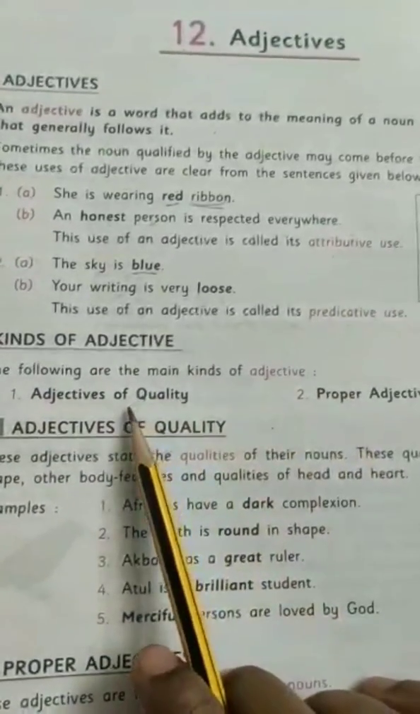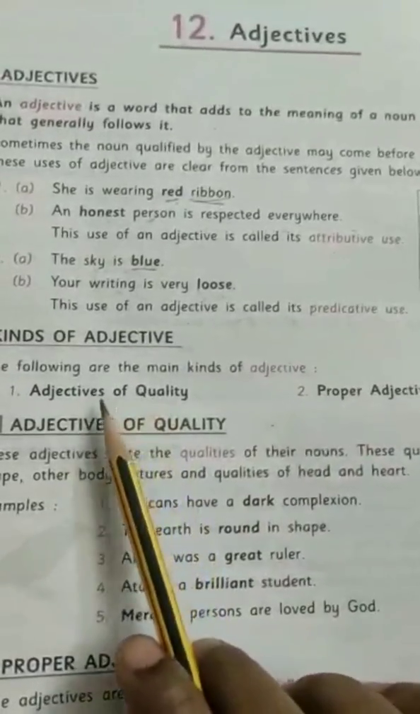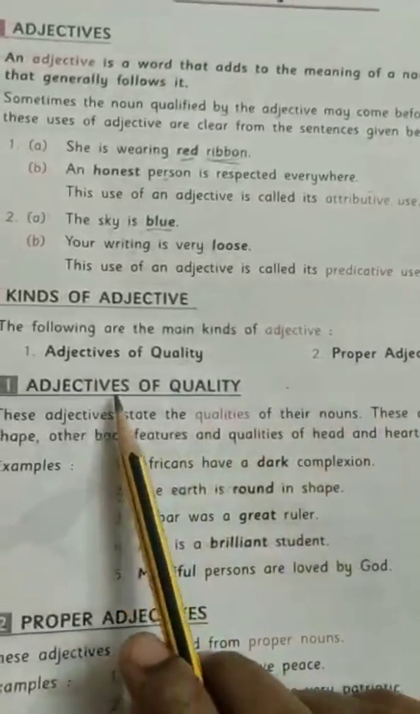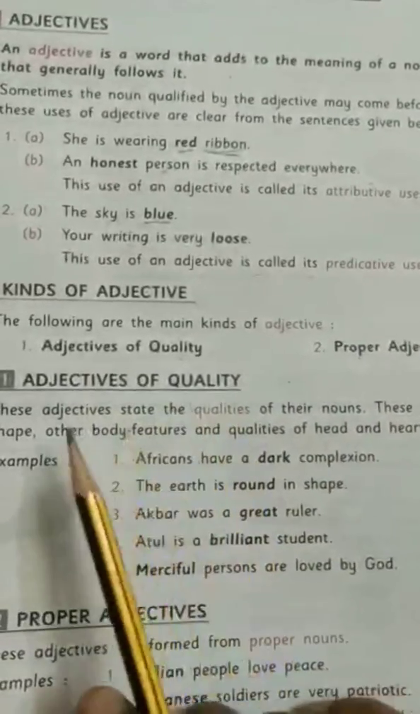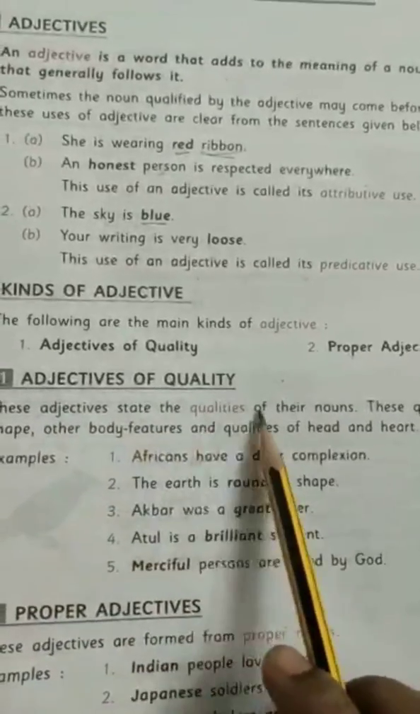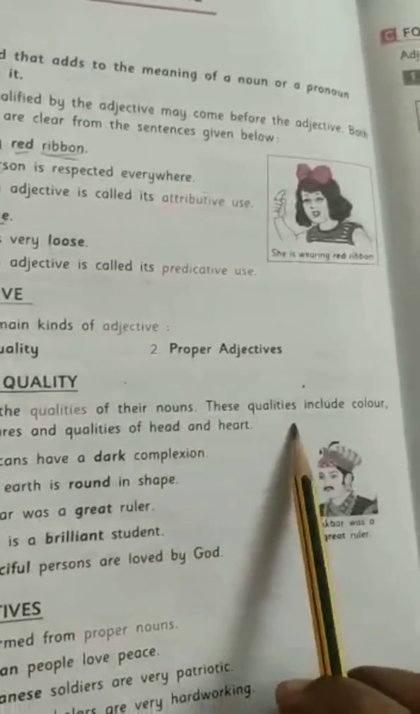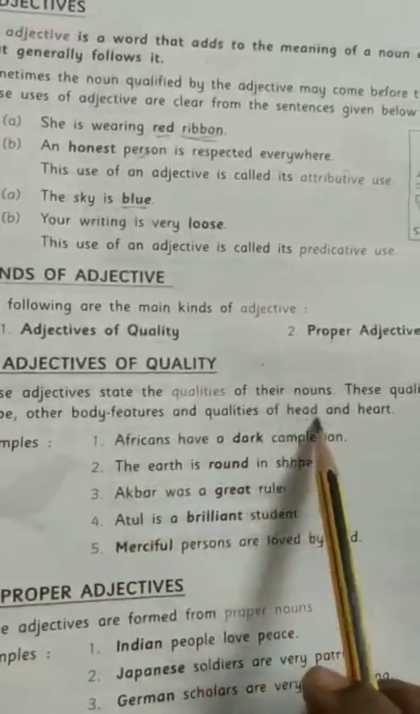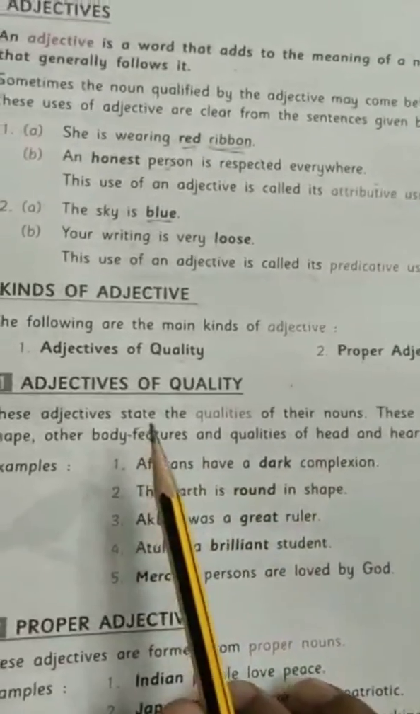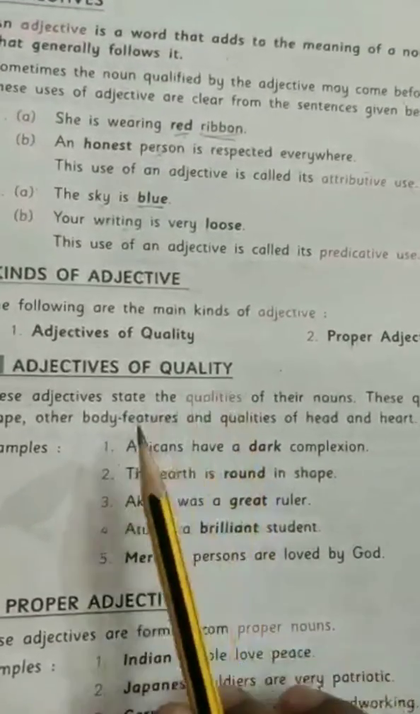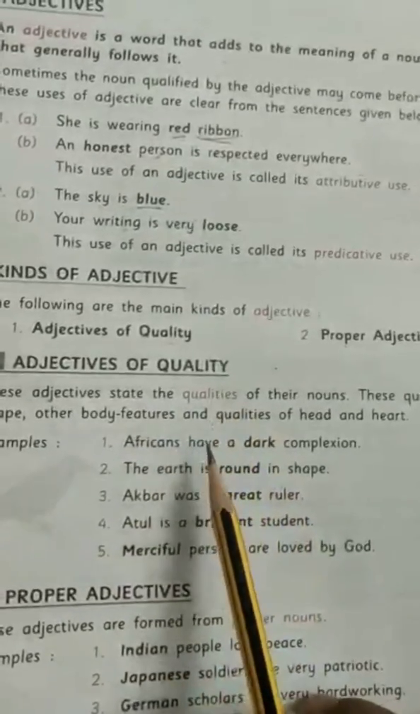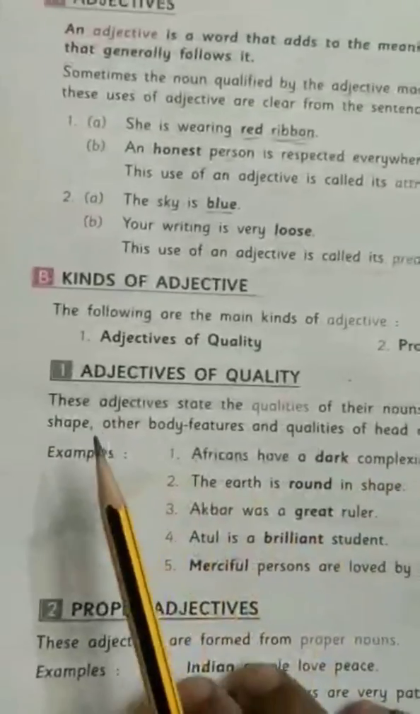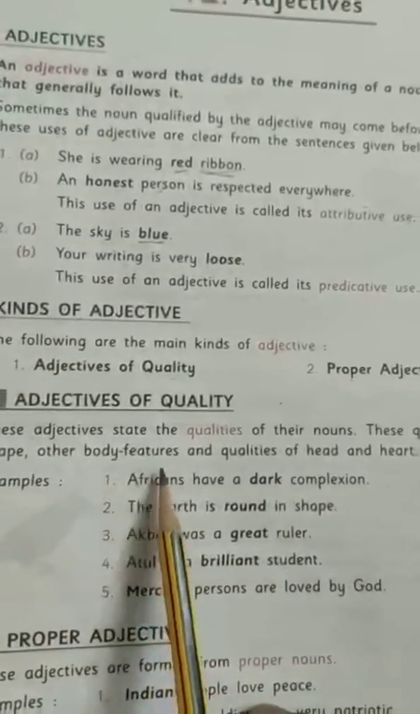Here we are going to read about two kinds of adjective: adjectives of quality, and the second one is proper adjective. Now what are adjectives of quality? These adjectives state the qualities of their noun. These qualities include color, shape, other body features, and qualities of head and heart. So when we are talking about adjectives of quality, the adjectives define the quality, which includes someone's color, shape, or other body features.